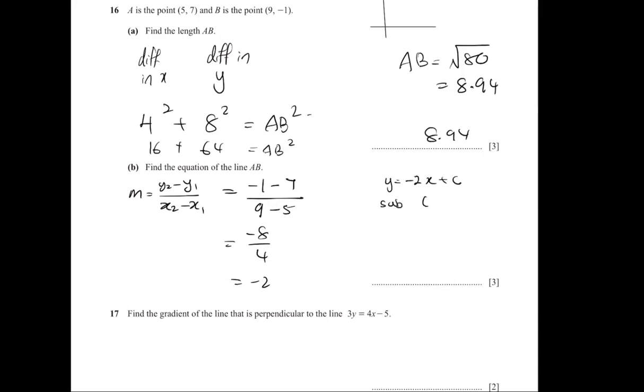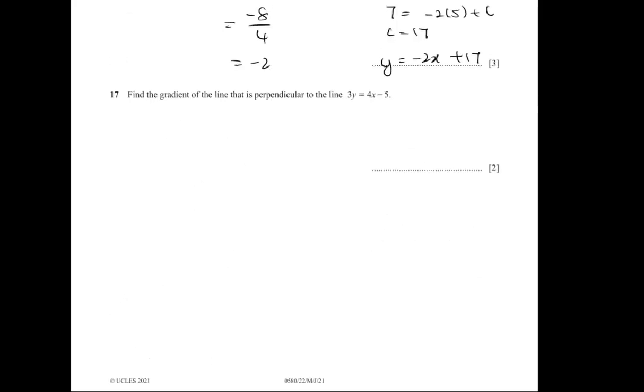Substitute 5, 7 into it. So we've got 7 is equal to -2 times 5 plus c. c is equal to 17. y is equal to -2x plus 17.